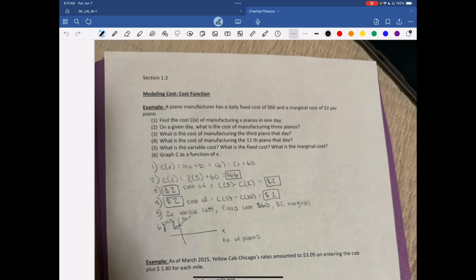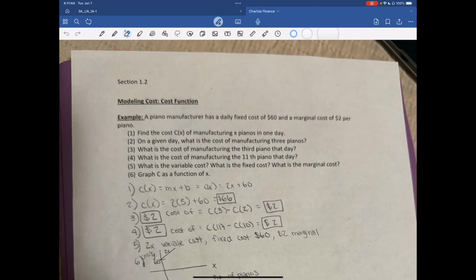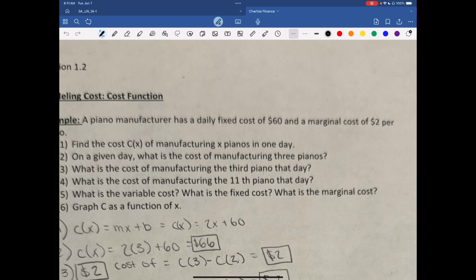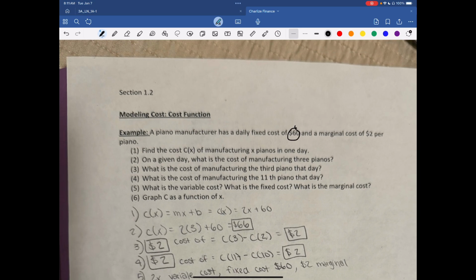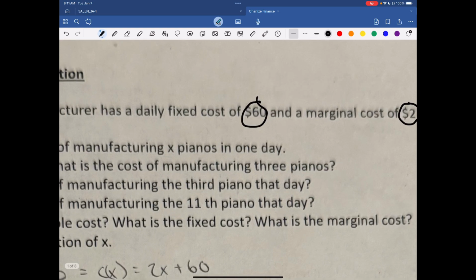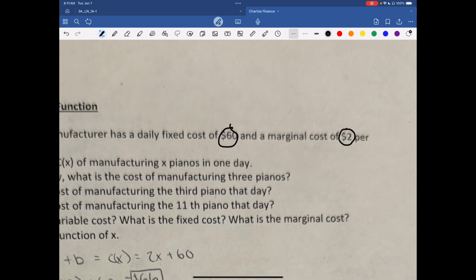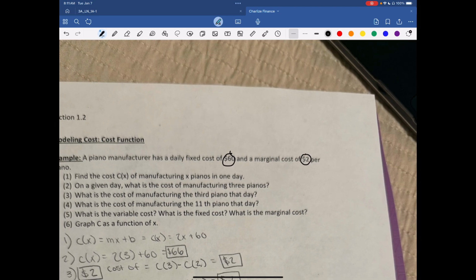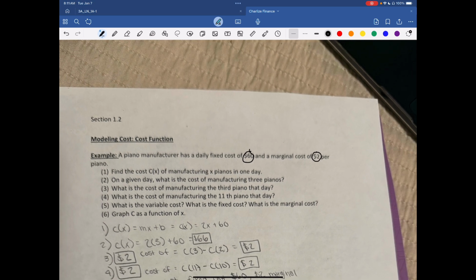For number one, it is saying a piano manufacturer has a daily fixed cost of $60 and a marginal cost of $2 per piano. This is telling me that the fixed cost, a cost that will always be the same, is the $60 and the marginal cost is $2. So to manufacture a piano, it costs $2 per piano.